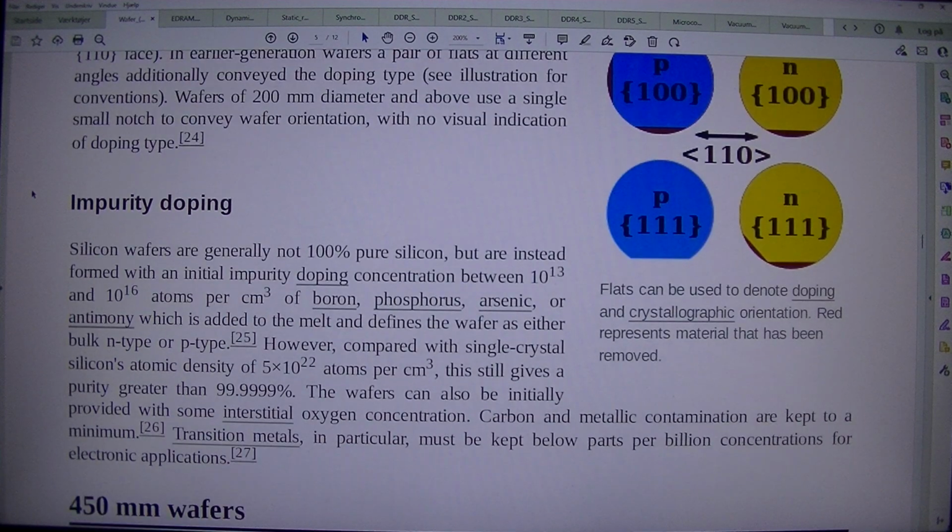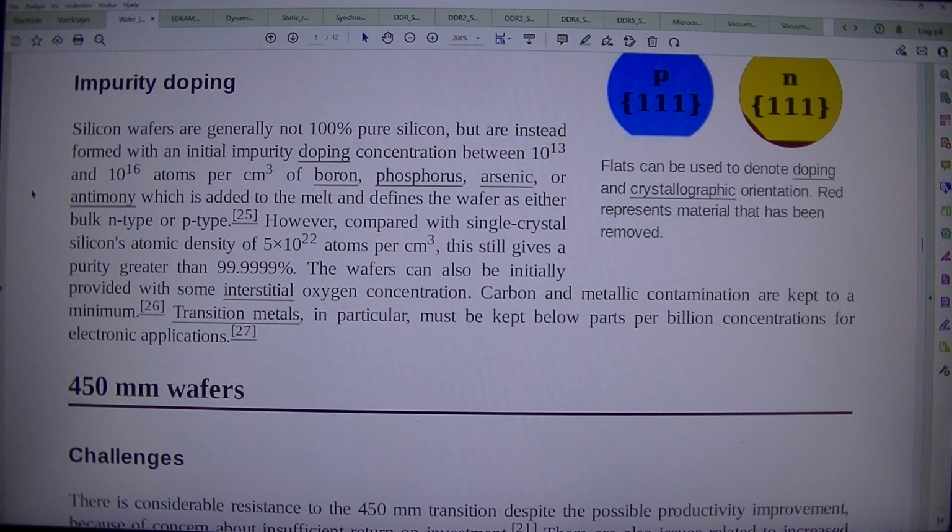Impurity doping. Silicon wafers are generally not 100% pure silicon, but are instead formed with an initial impurity doping concentration between 10^13 and 10^16 atoms per centimeter cubed of boron, phosphorus, arsenic, or antimony, which is added to the melt and defines the wafer as either N-type or P-type.